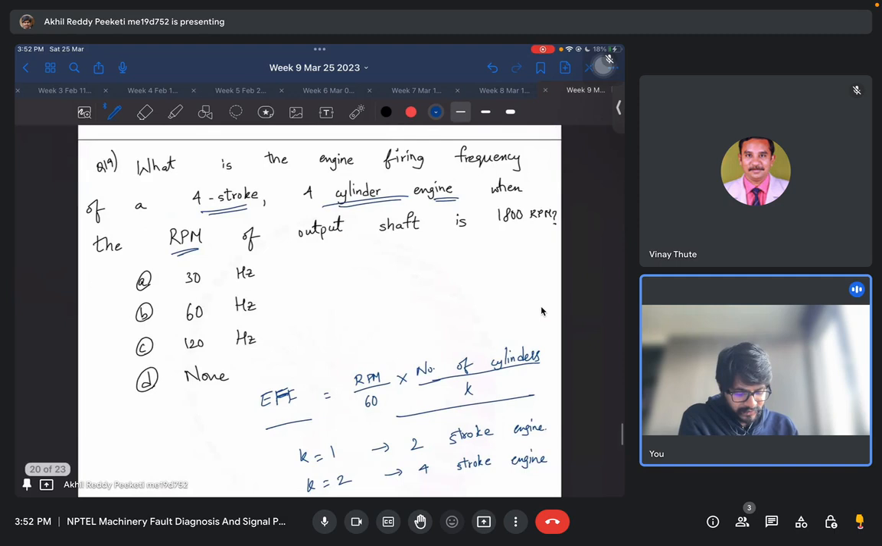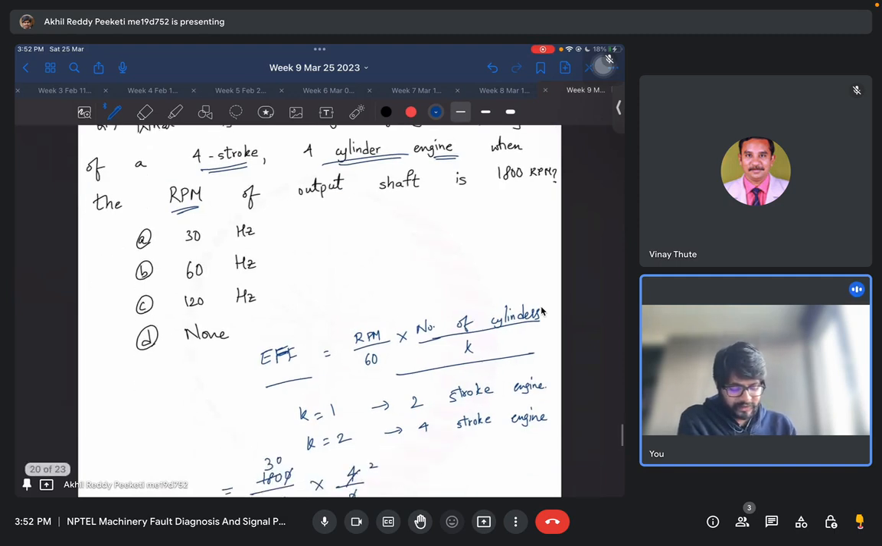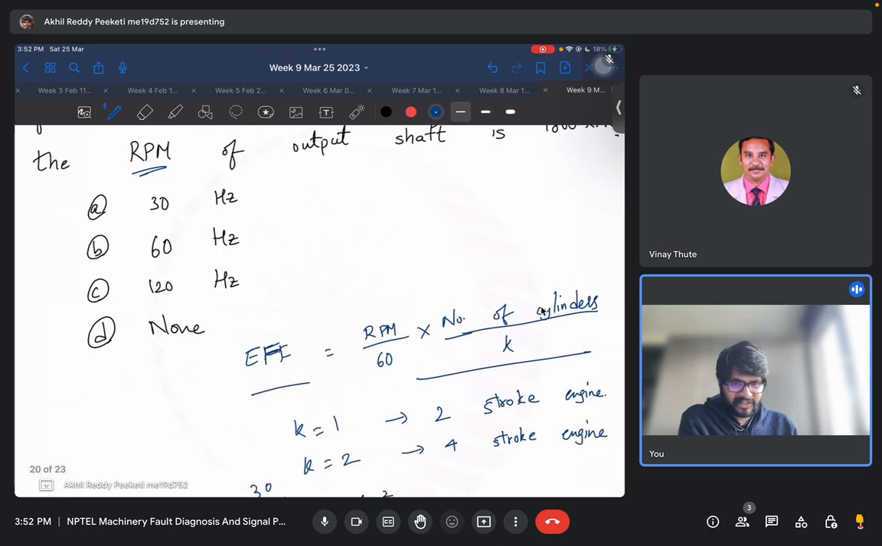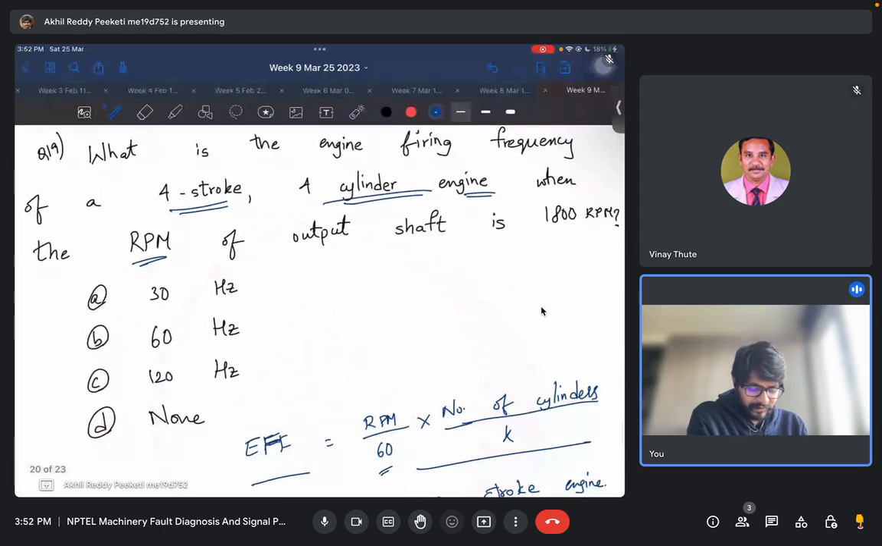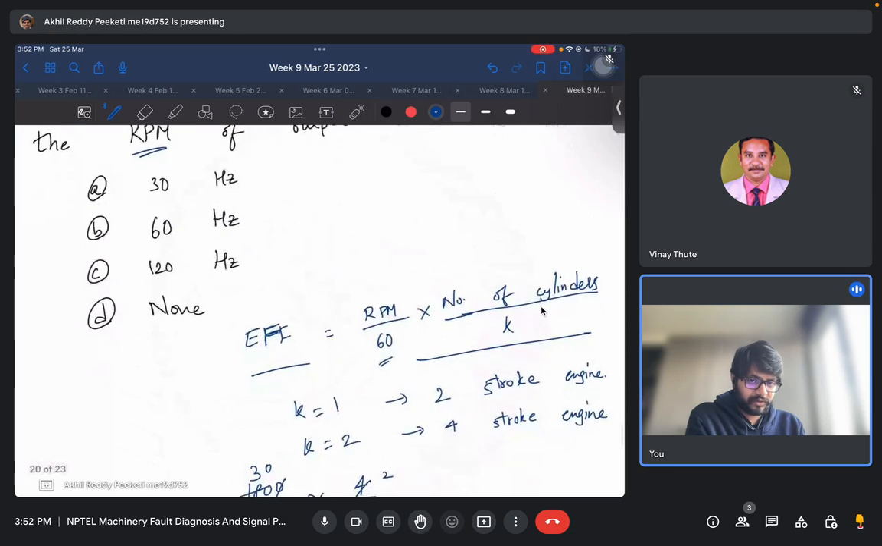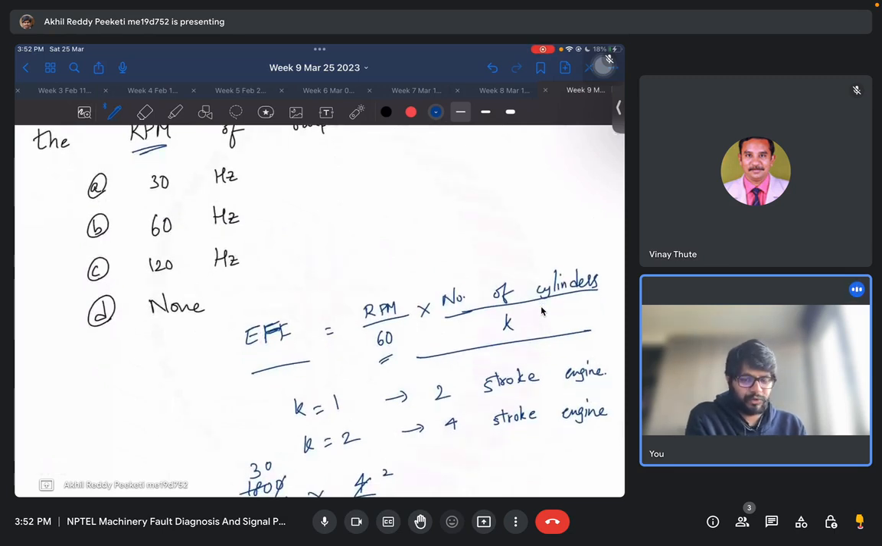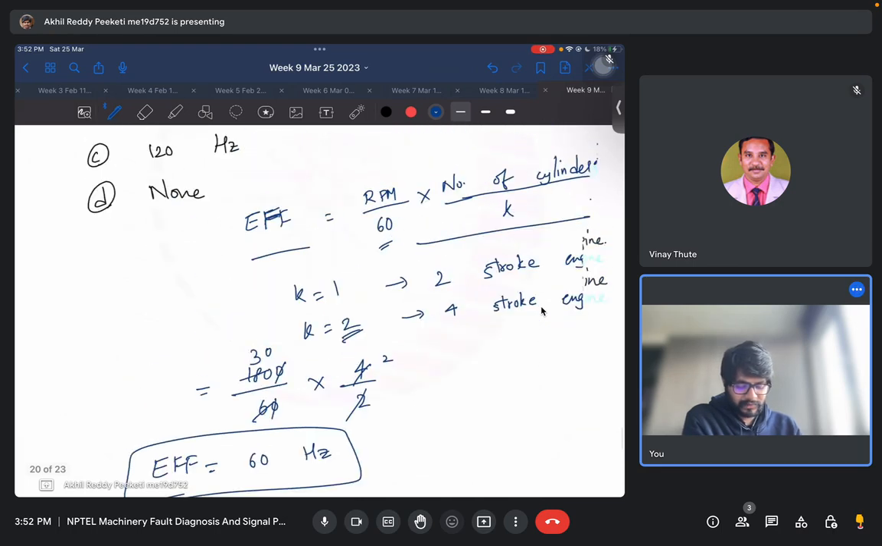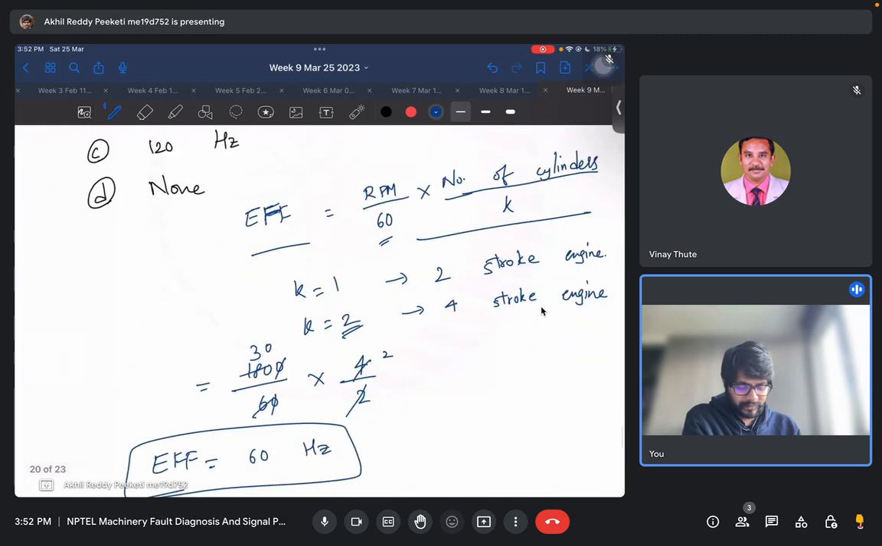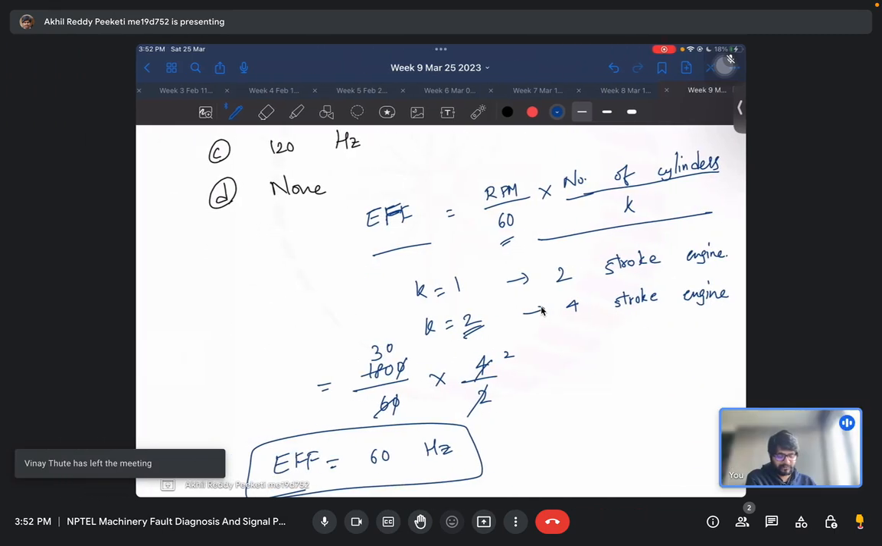Next we looked at the engine firing frequencies. You can estimate the engine firing frequency simply as the number of rotations per second, that is RPM by 60, into number of cylinders by K. This is to check whether it's a two-stroke engine or a four-stroke engine. If it's a two-stroke engine, you will be firing once for every rotation, but if it's a four-stroke engine, you will be firing every two rotations. So that's why by 2. Here it's a four-stroke engine, so you need to divide by 2. So first RPM by 60 into number of cylinders by 2. That would give you the engine firing frequency.